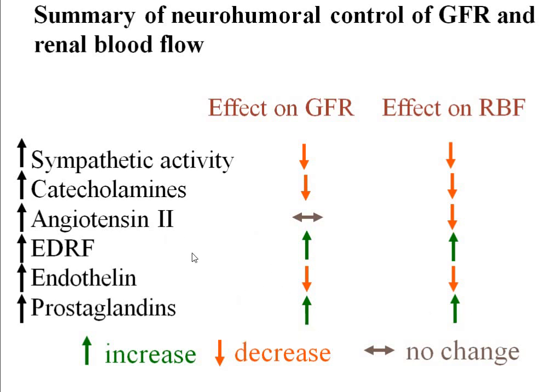So it is easy to remember that all those which are vasoconstrictors are going to decrease, and all those which are vasodilators are going to increase both the GFR and renal blood flow, except for angiotensin 2, which has a slightly different role, just because it is acting only at one level, that is the efferent arterioles. All right, so you need to remember which are vasoconstrictors and which are vasodilators, and hence how they are affecting the GFR and renal blood flow.